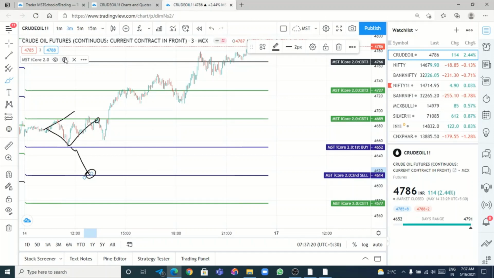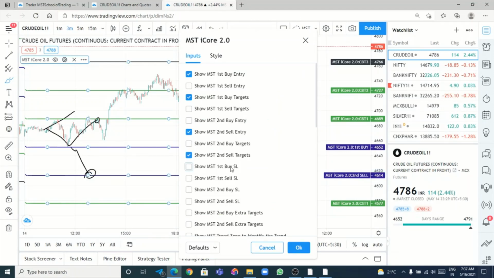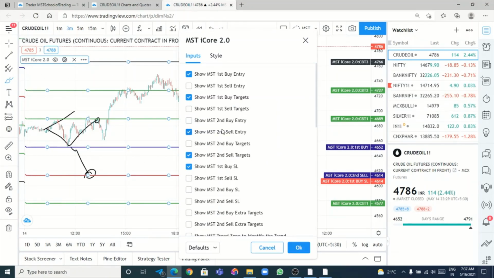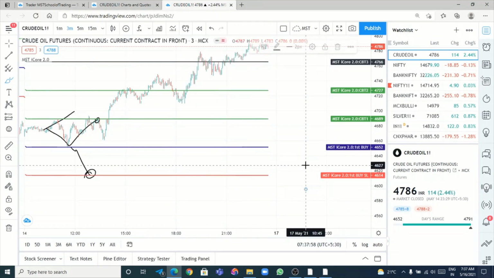See here, we have given it separately also. If I enable first buy SL, what will be the first buy SL? First buy SL is 4614 and second sell entry is also 4614. If we give these together, there will be overlapping and no clarity on the chart. That is why we have given them separately. So if you don't know how to enable second sell immediately after first buy, then enable first buy, remove the second buy and enable only first buy SL. Now it is clear for you.